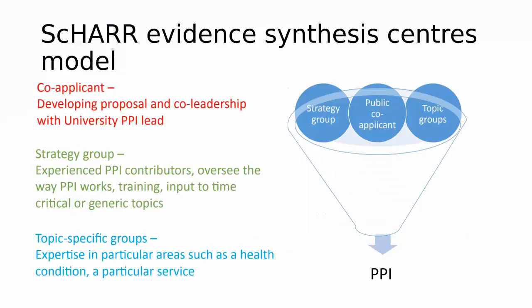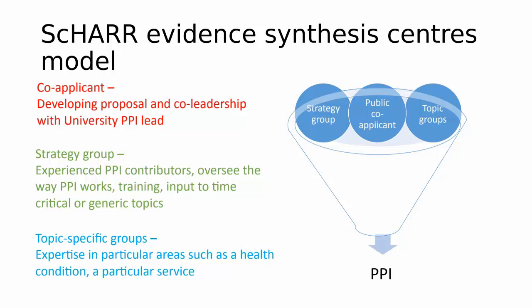So just a quick word to begin with about the model that we tend to use in ScHARR. So we have several evidence synthesis centres. We have a public health evidence synthesis centre, a health services and delivery research centre, and a new research centre as well. So these are all evidence synthesis centres, and they have programmes of different topics up to 5 years. So within the model that we use, what we would call a 3-tier model.